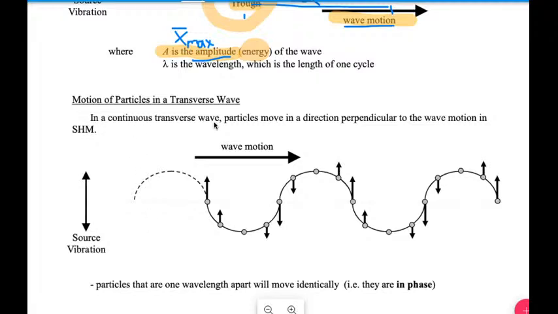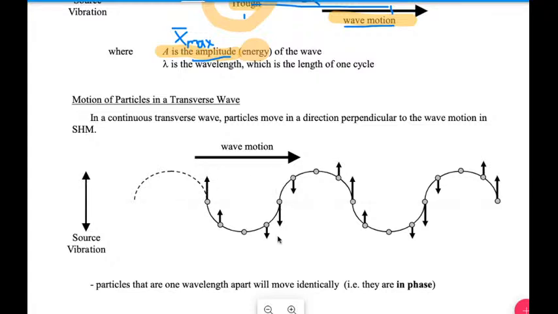So in a continuous transverse wave, particles move in a direction perpendicular to the wave motion. So the wave itself is moving through this, let's call it our spring that's being oscillated or vibrated up and down. It's going to send waves through it in this direction of motion to the right, whereas an individual particle on that spring, if we just zoom in and look at this one particle, is actually going to travel perpendicular to the direction of the wave, up and down, as this wave passes through.